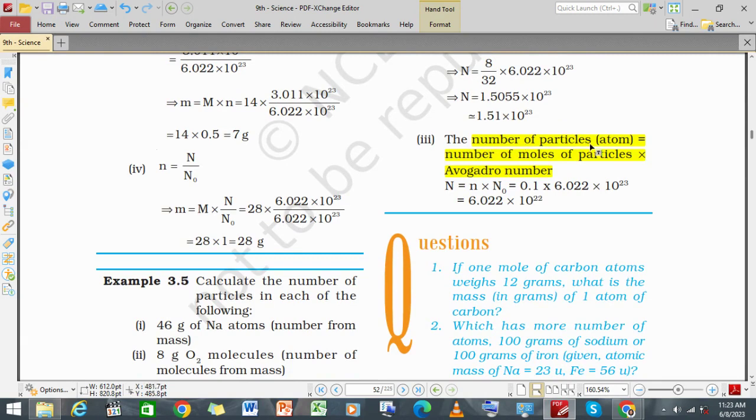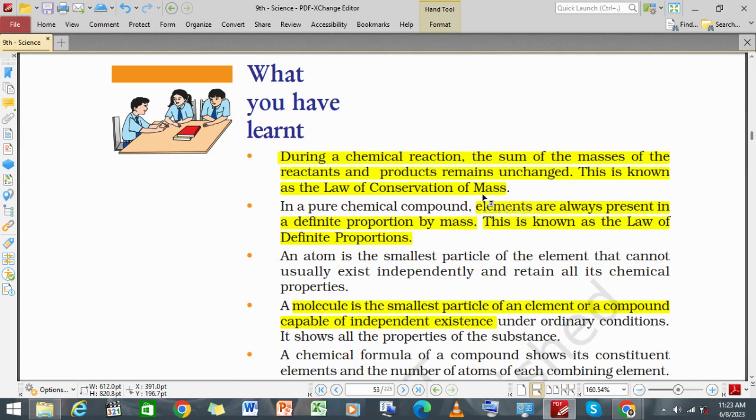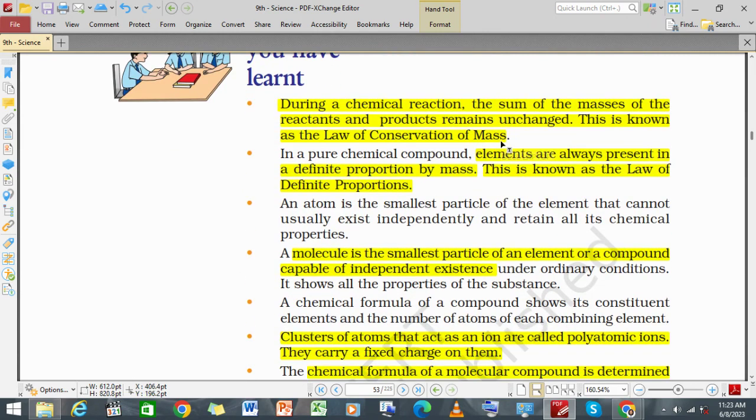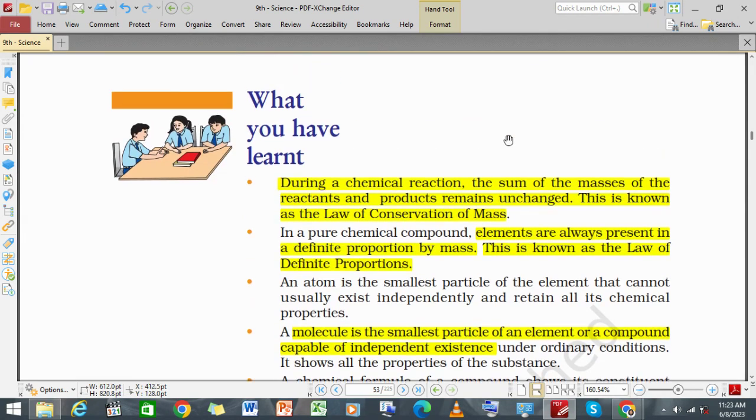Now, the number of particles, how many particles do we have to find? The number of moles of particles has been given, and we will multiply it by the Avogadro number, and we'll get the answer. Now we have almost completed the chapter. Let us go through a revision so that we can properly understand the main crux of it.